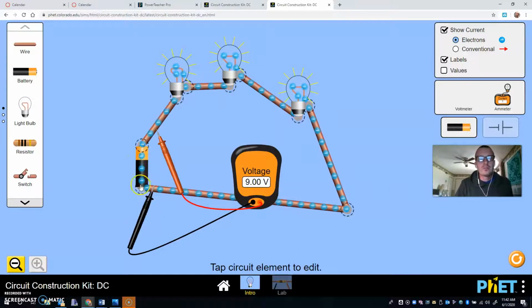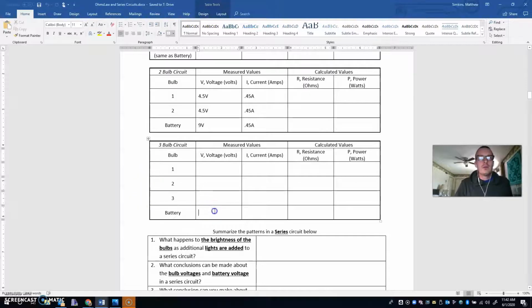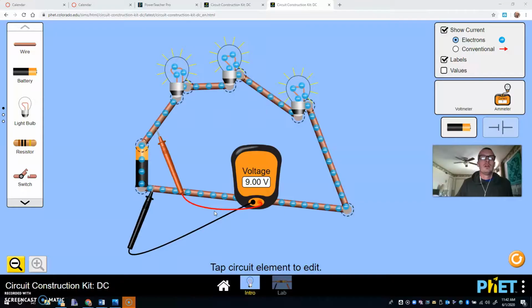And look where I am. Look at what's between the black and the red. That's the battery. So that would go right here. The battery voltage is 9 volts. All right, let's try some other ones.